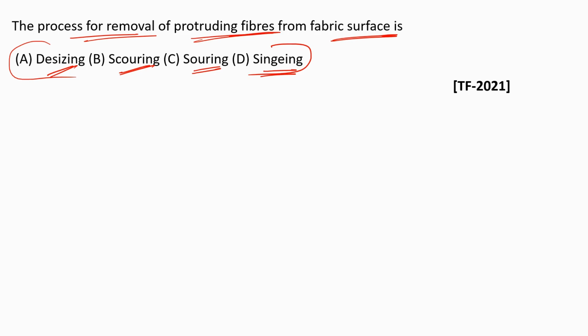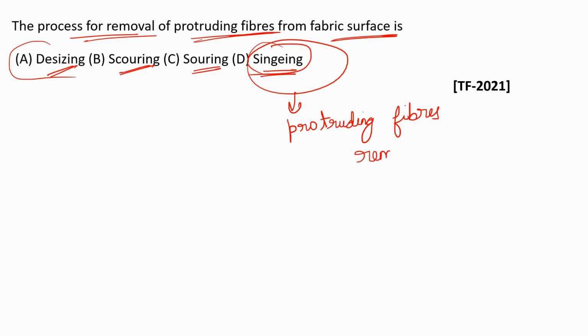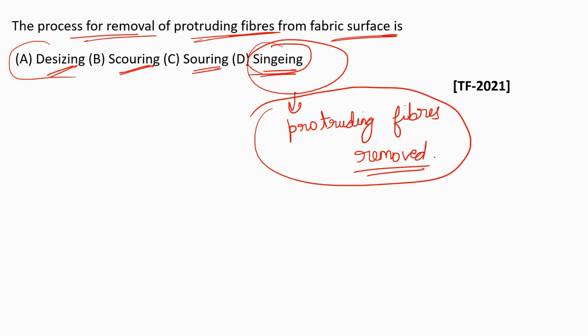Whereas the singeing process refers to the burning for removal of protruding fibers from the surface of the fabric. It helps to produce an even fabric. So in singeing, the protruding fibers are removed. How is it removed? Generally nowadays it is done by the gas singeing process. It is a very effective kind of process that is nowadays used in industries.